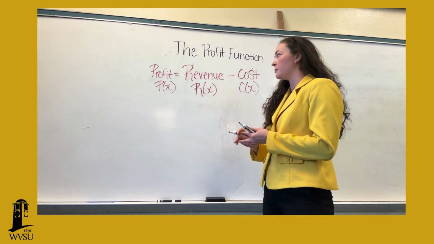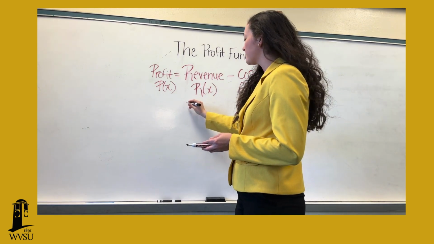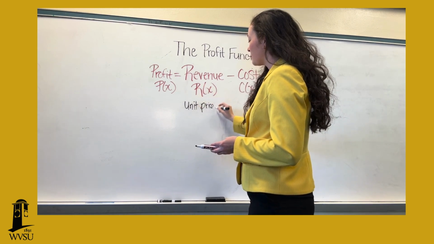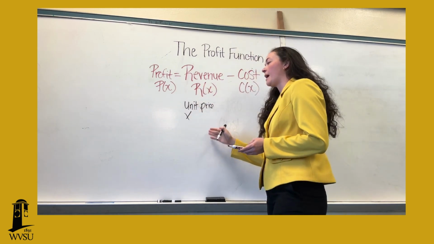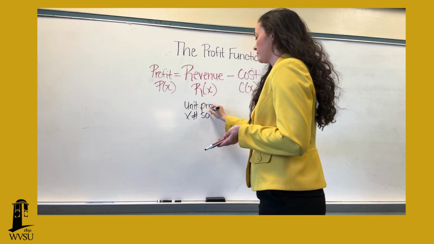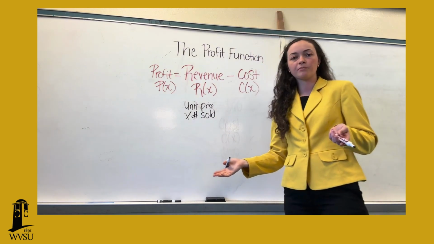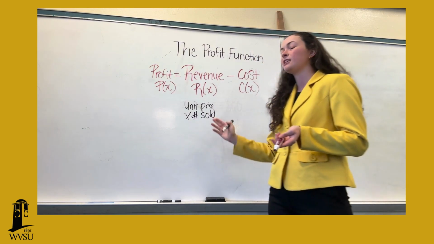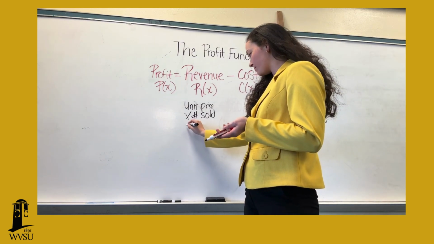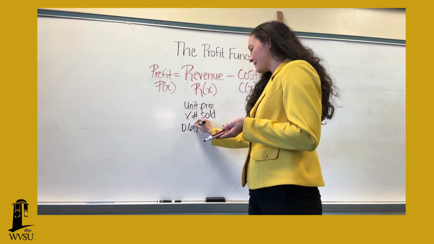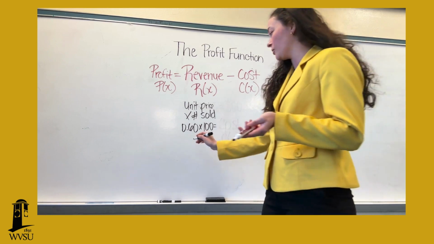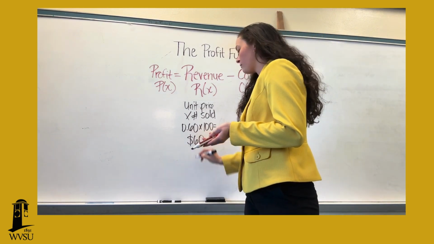To find the revenue, we have to take the unit price of the items that we have sold and multiply it by how many units of that item have been sold. For example, let's say that we have sold 100 apples at 60 cents per apple. We would need to take 60 cents times 100 to get that we produced $60 in revenue from those apples.